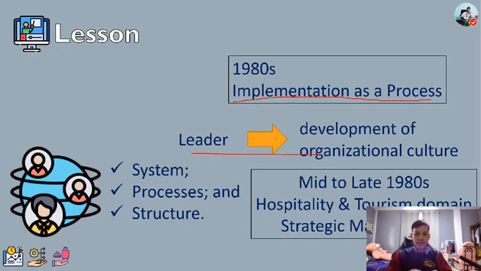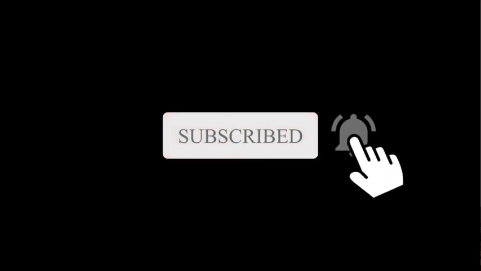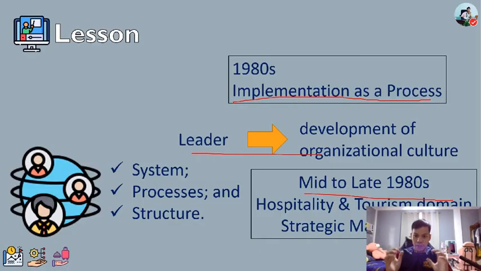In the hospitality and tourism domains, strategic management emerged as a field of study in the mid to late 1980s, aiming to apply the works of scholars in the strategic management domain to hospitality organizations. Most of the efforts aimed at confirming theories related to contingency, strategic planning, and competitive strategies.